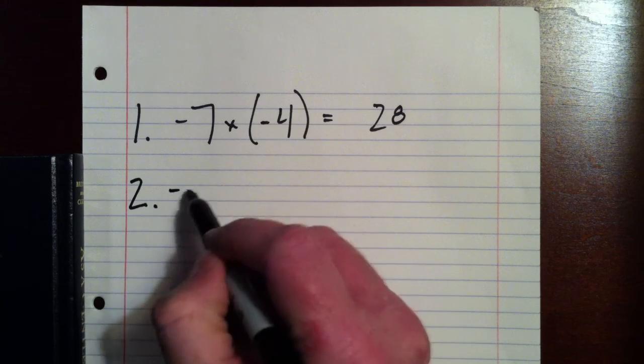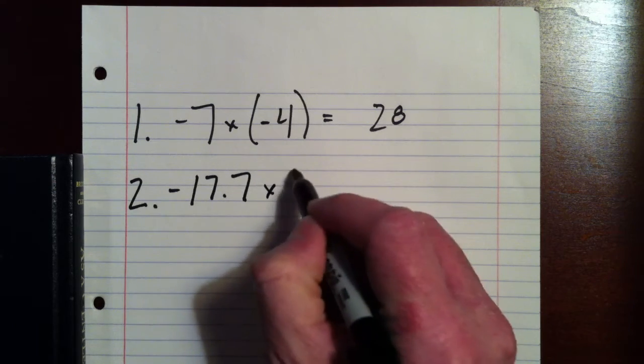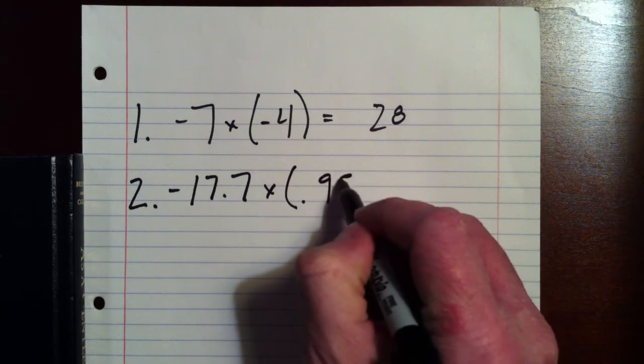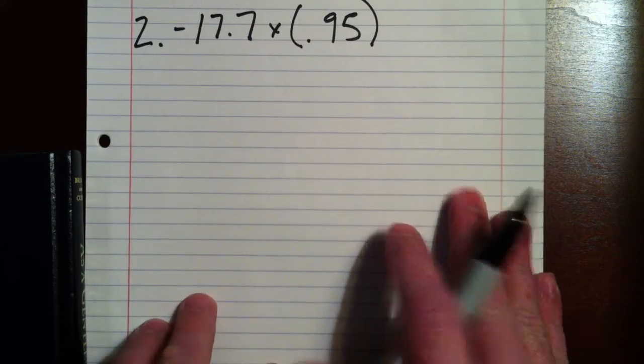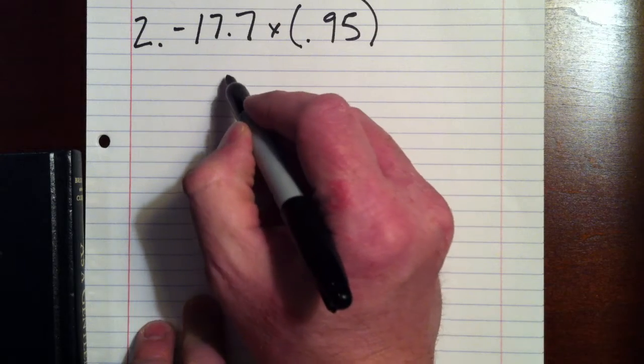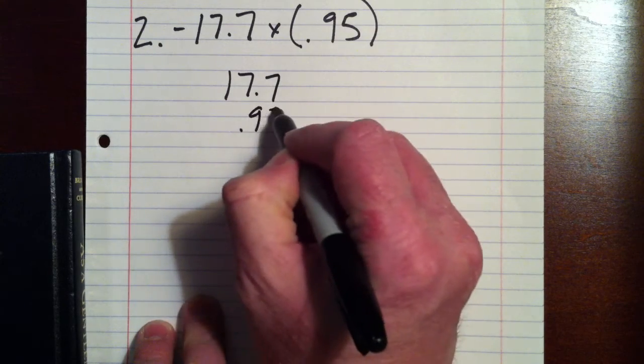Number 2 is -17.7 times 0.95. Okay, well, we have to work this out long ways. We don't have to worry about lining up our decimal points for multiplication. This is 0.95.